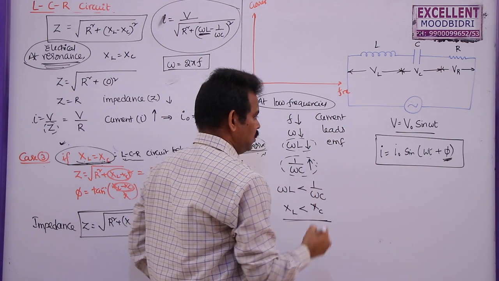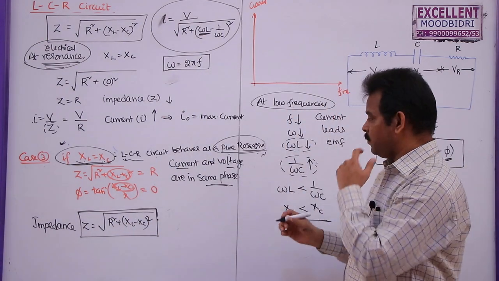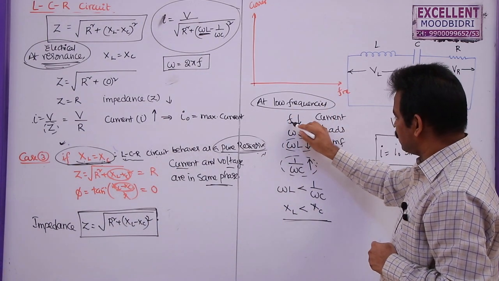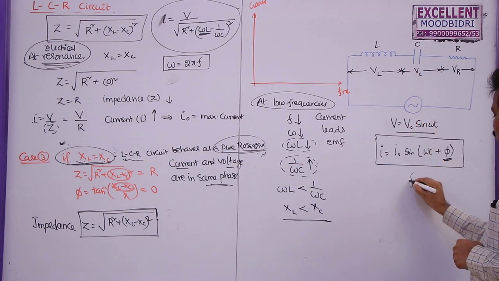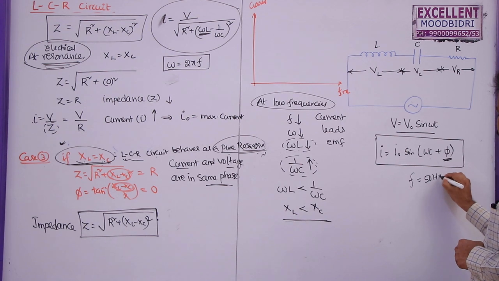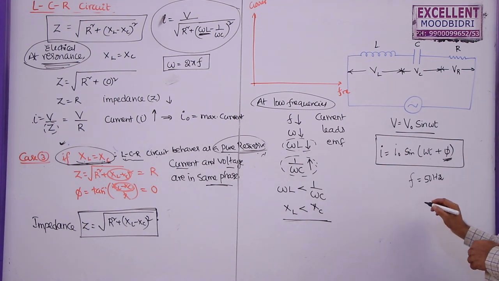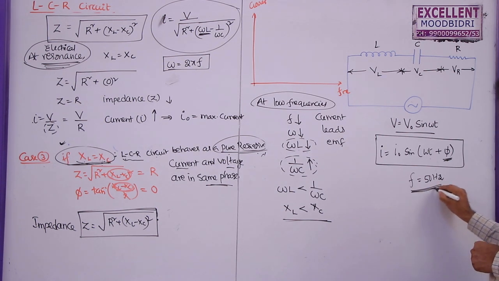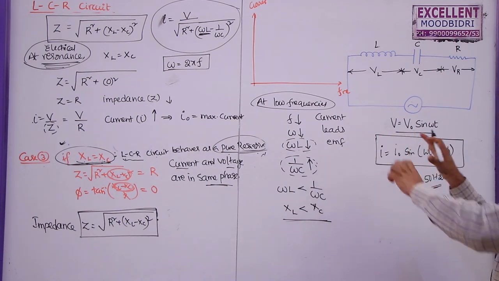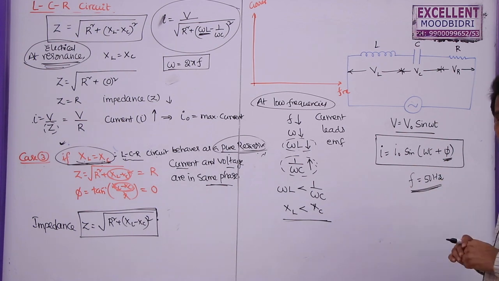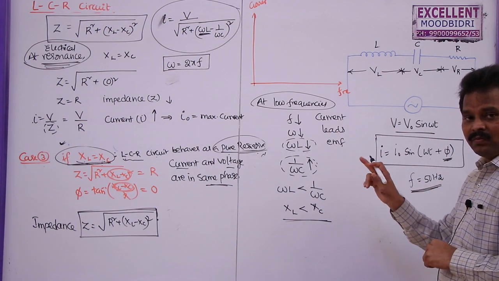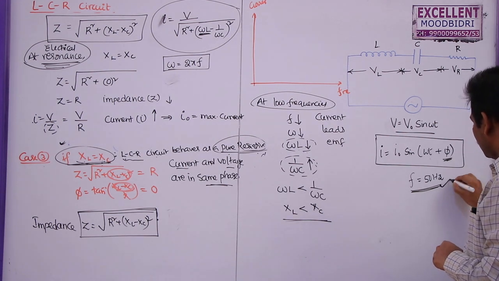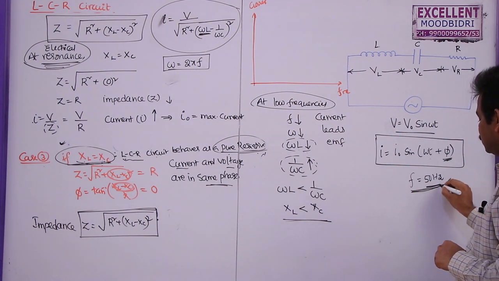leads EMF. Now, as the frequency increases, if you increase the frequency of this AC source, generally the frequency of AC source in India is 50 Hz, but the frequency of AC source in America is 60 Hz. We will maintain this one. That means the armature between the two poles of a strong magnet in an AC generator rotates 50 times in 1 second, 50 revolutions per second. That is the meaning of this frequency.